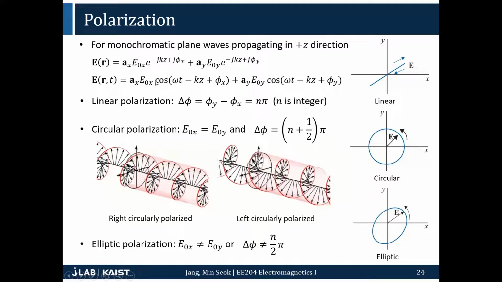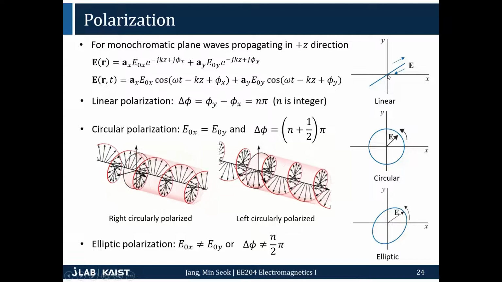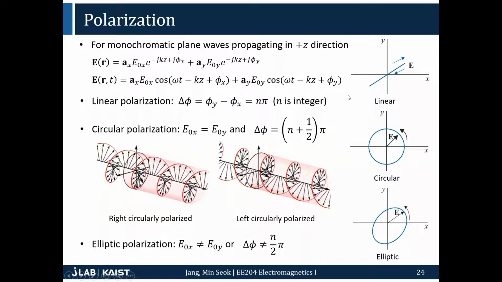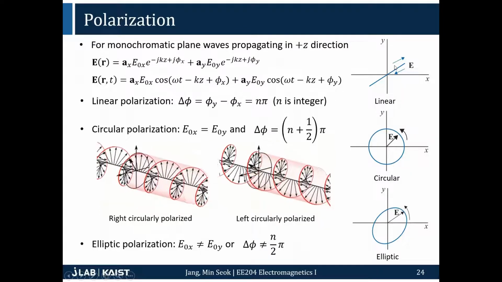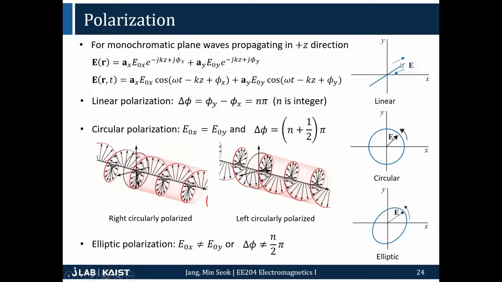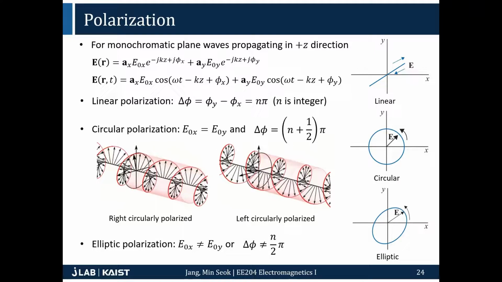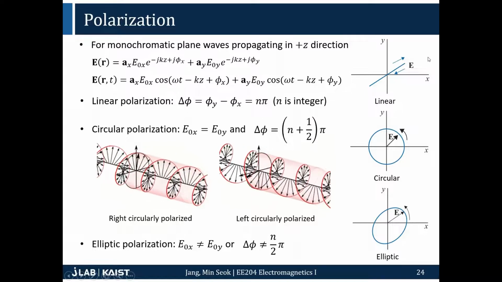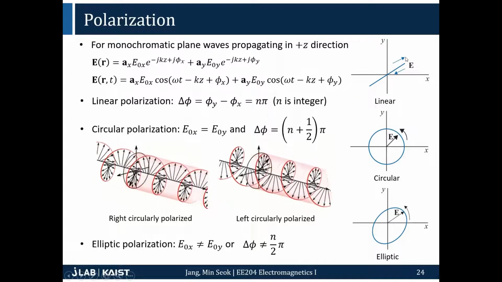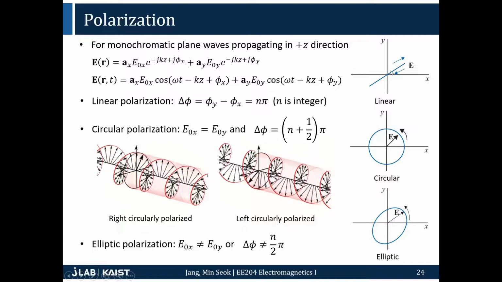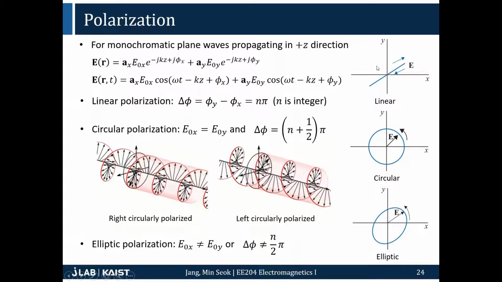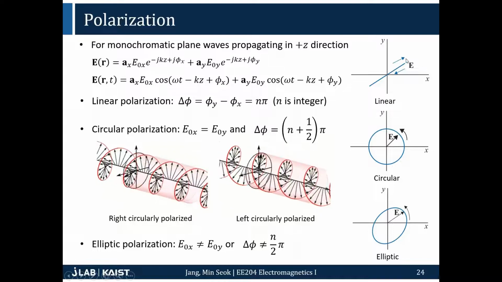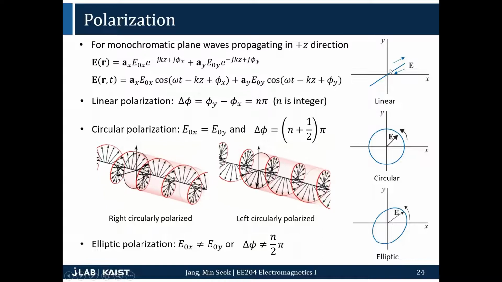So in this case, the E field oscillates like this as time goes by, the first figure. It's just the electric field vector increases and decreases along a linear path as time goes by. And the angle between x and y is determined by the E0x and E0y ratio, right? So this is called linear polarization.